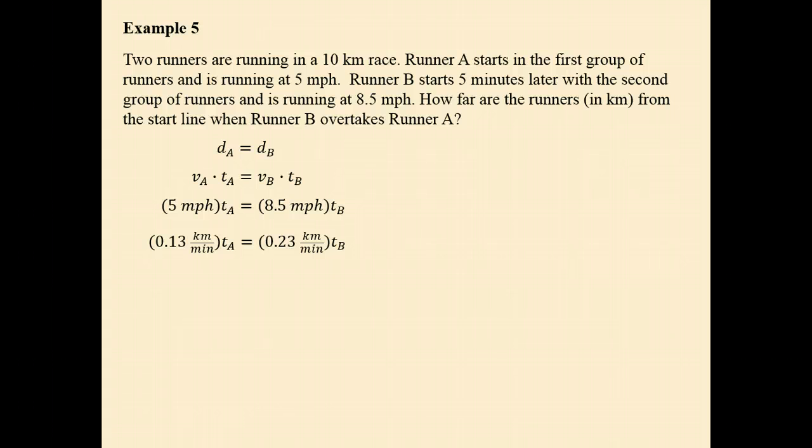Now I'm going to go ahead and convert these to kilometers per minute instead of miles per hour. The reason why I chose kilometers per minute is because the 5 minutes later start time for runner B is given to us in the unit of measure of minutes. And I'm looking for my final answer to be in kilometers. So I want to work in the unit of measure kilometers per minute.